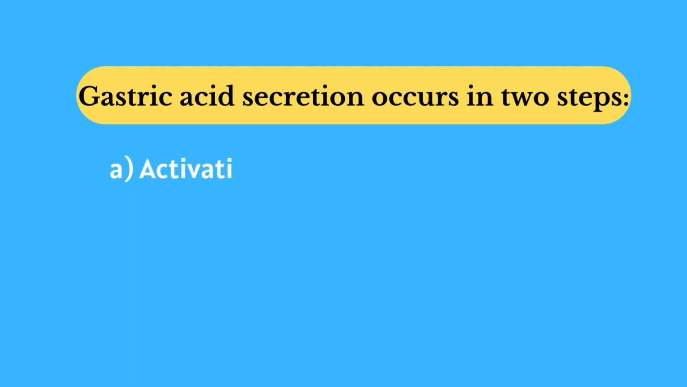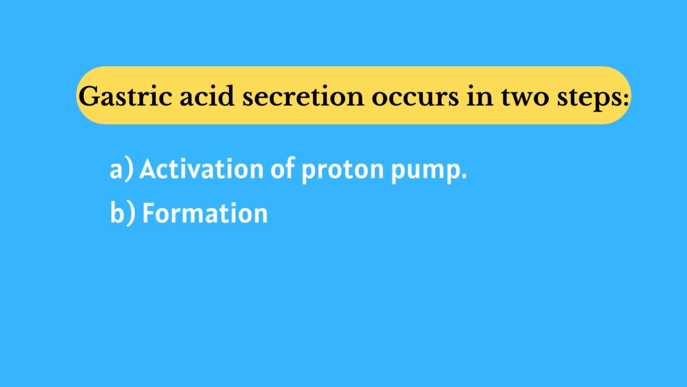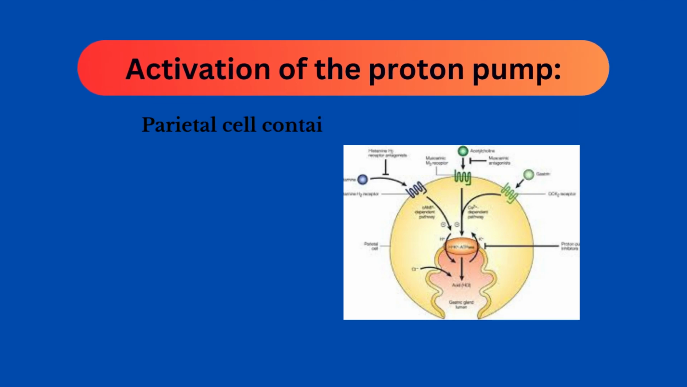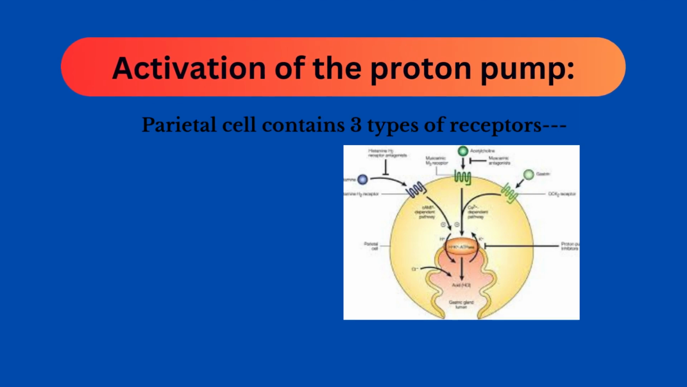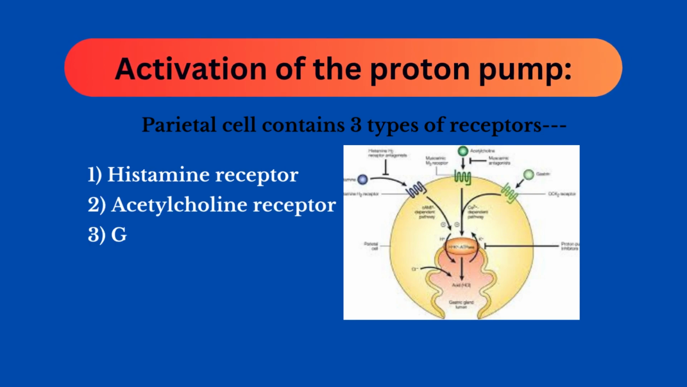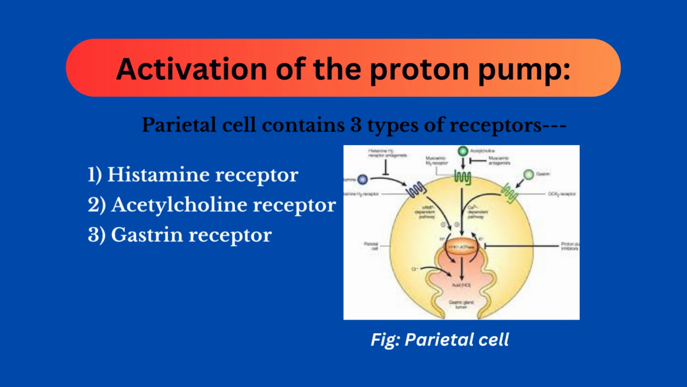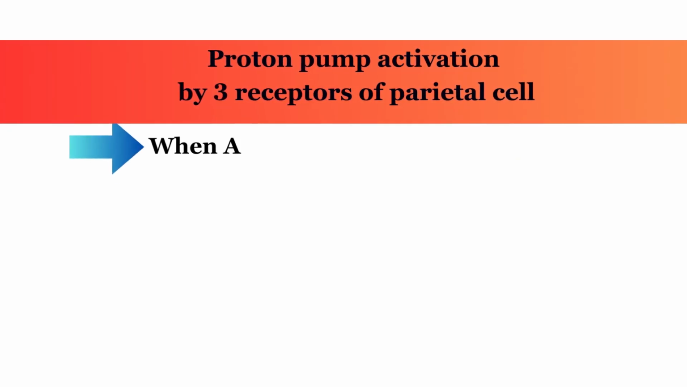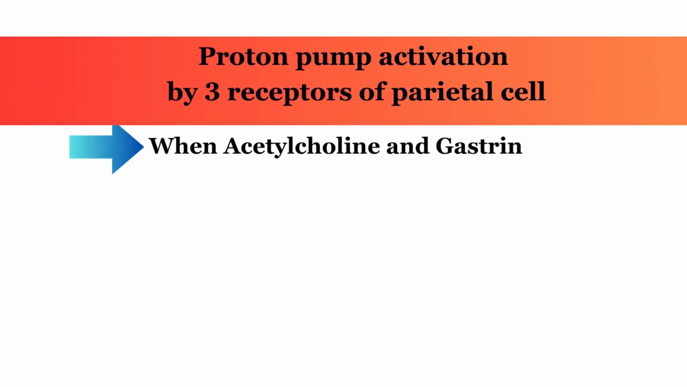Gastric acid secretion occurs in 2 steps. A. Activation of the proton pump. B. Formation of acid. Activation of the proton pump. The parietal cell contains 3 types of receptors. 1. Histamine receptor. 2. Acetylcholine receptor. 3. Gastrin receptor.